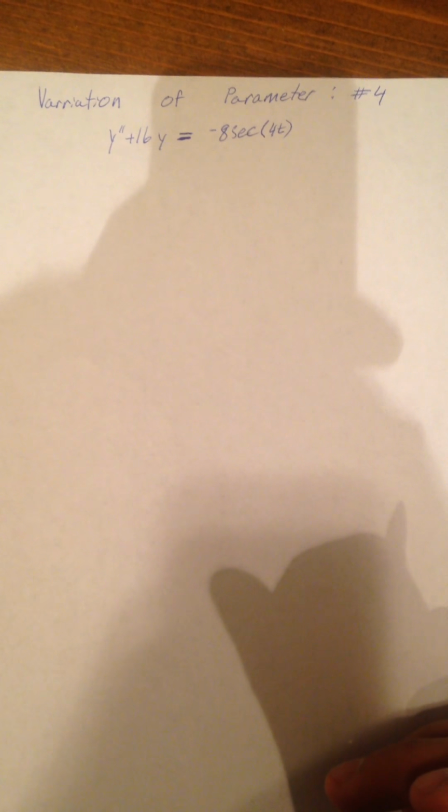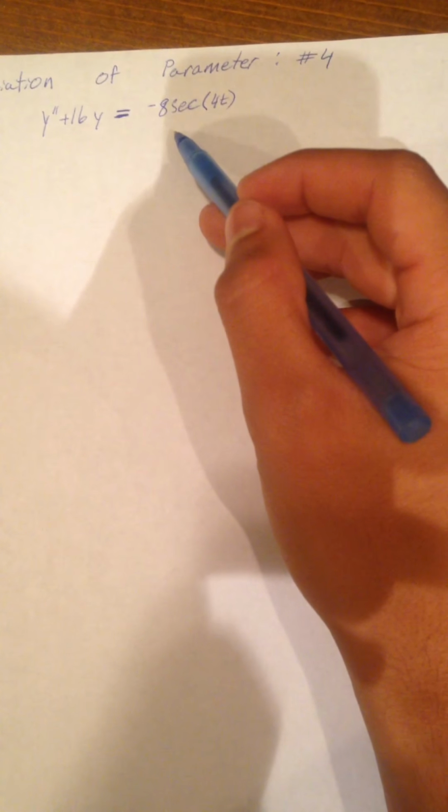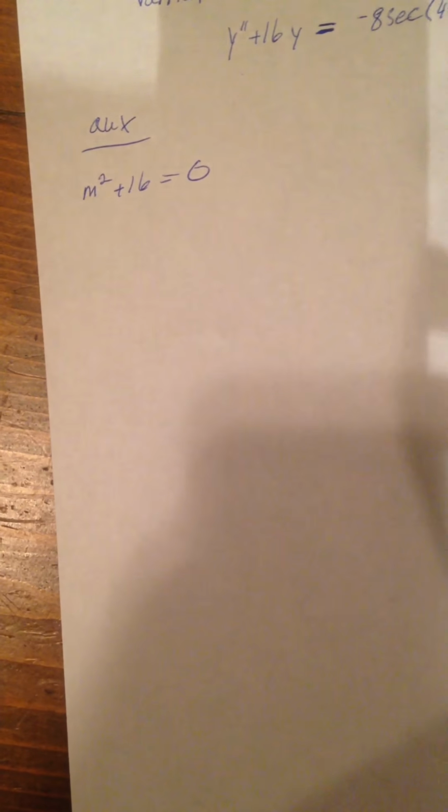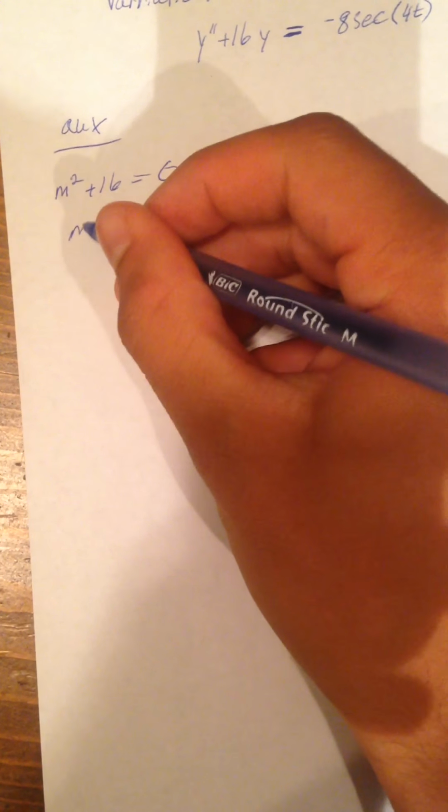The problem I'll be doing is problem 4, variation of parameters, and the problem is y double prime plus 16y equals negative 8 secant of 4t. First thing you want to do is make sure it is in standard form, which it is, and then you want to get your auxiliary equation, which is going to be m squared plus 16 equal to 0. Then you're going to solve for m.